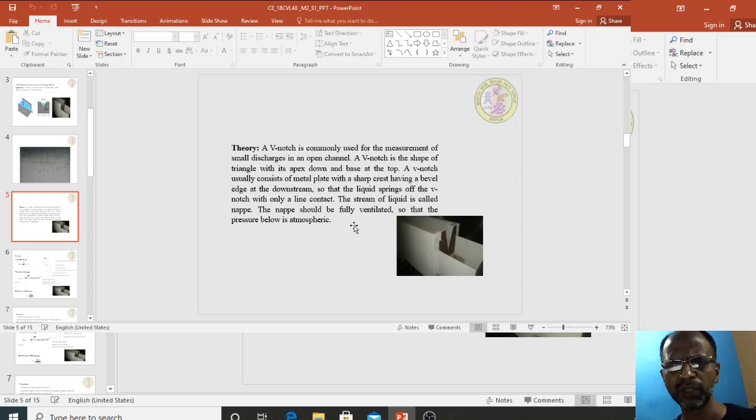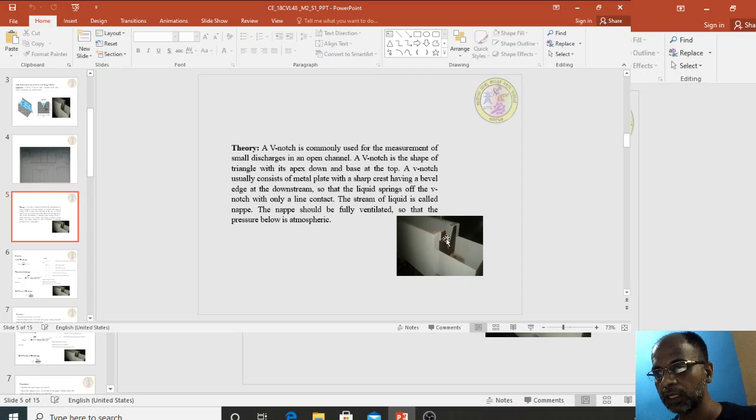Next, coming to the theoretical approach before going to the experimental part of the V notch. A V notch is commonly used for measurement of small discharge in an open channel. There are two types of channel: one is closed channel, another is open channel. Pipes and conduits are closed channels; canals and nalas are open channels. To simulate that condition here, we are using this tank as an open channel.